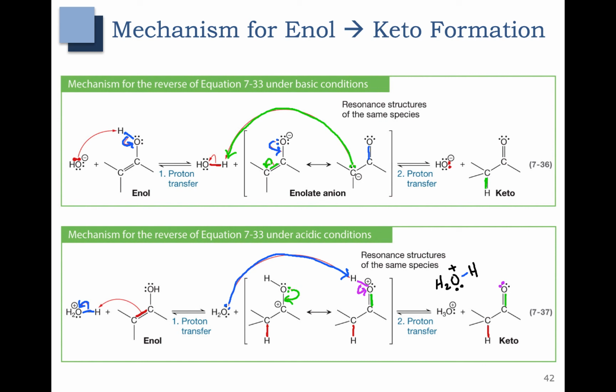Okay, so just to recap, water comes in to do that proton transfer. That blue lone pair becomes that oxygen-hydrogen bond there. Then the oxygen-hydrogen bond on our substrate breaks and becomes a pink lone pair over there on the keto form.